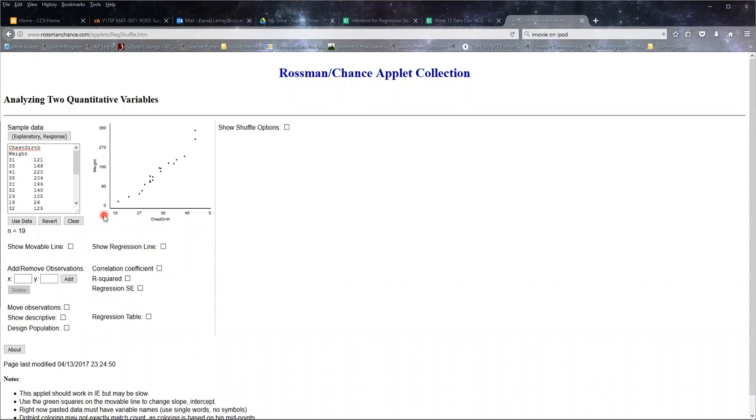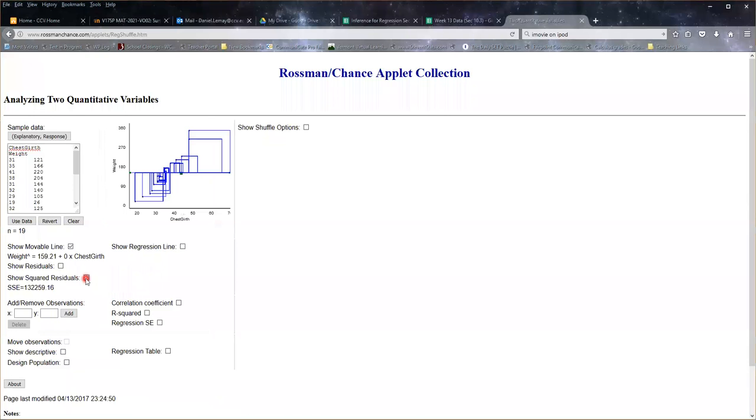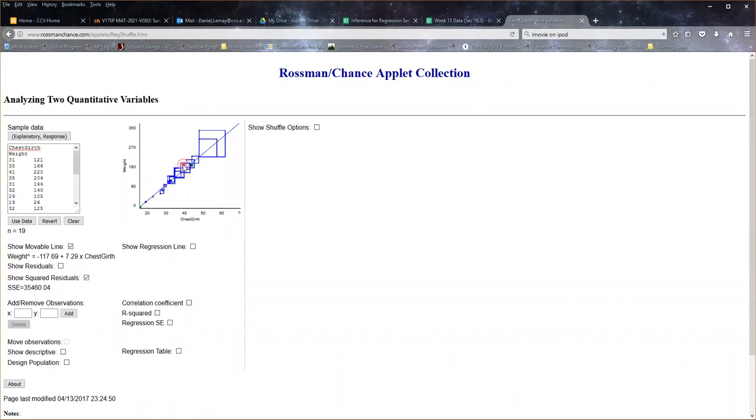So what I'm going to do is draw my own line. I'm going to show my squared residuals. As you see, I'm going to drag this around and get what I think is the line of best fit. And this is just going to be me.